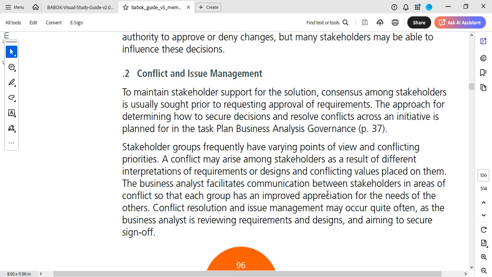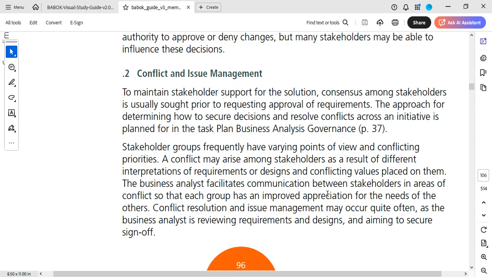The approach for determining how to secure decisions and resolve conflicts across an initiative is planned for in the task plan business analysis governance. This governance is very important. Please go read it up, or you can listen to our audio. Stakeholder groups frequently have varying points of view and conflicting priorities. Yeah, even when someone tells you, okay, I agree, go ahead, you still need to check in with them.